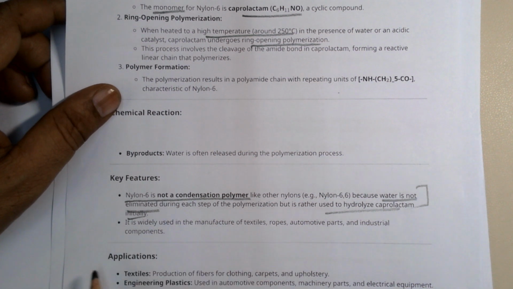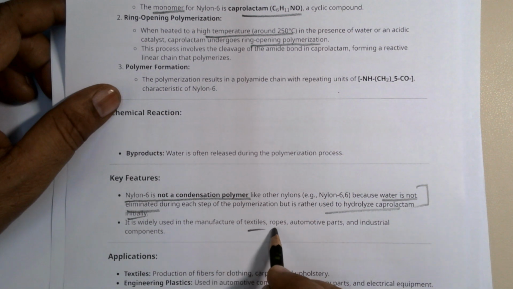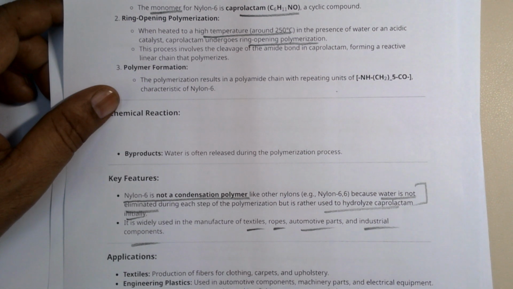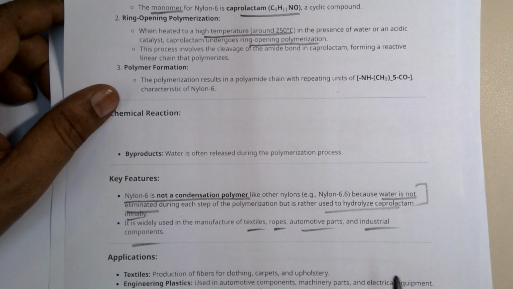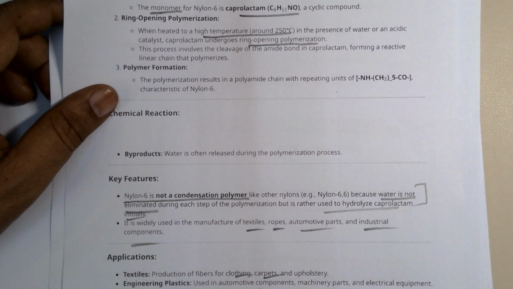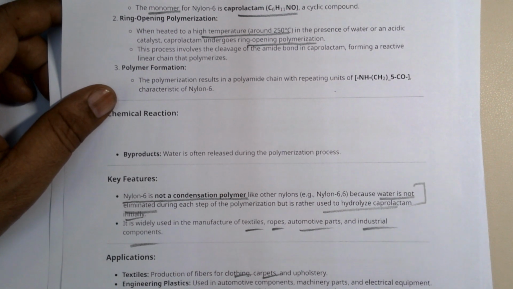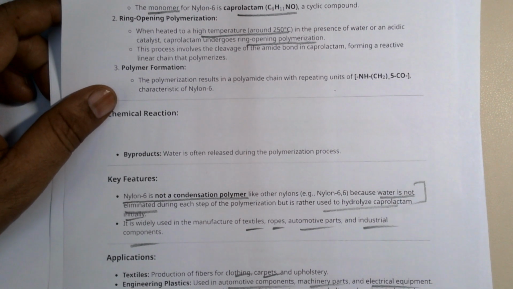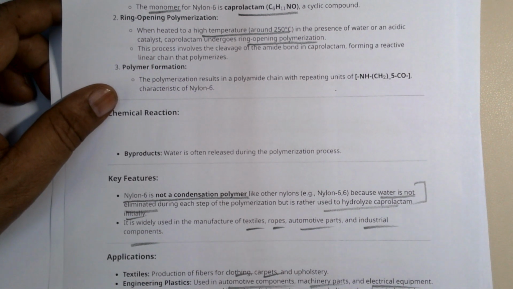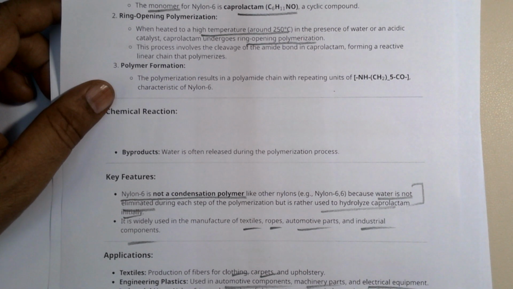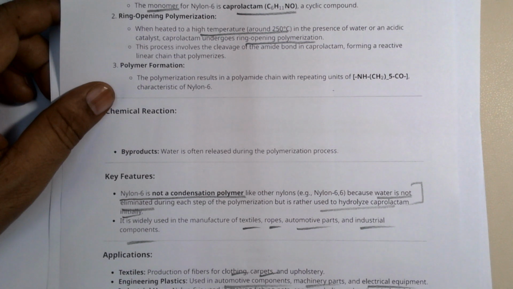This type of nylon 6 is used in the manufacture of textiles, ropes, automotive parts and industrial components. Particularly it is used for making clothing and carpets. So these are all very useful. As far as engineering plastics are concerned, automotive components, machinery parts and other electrical equipment are produced using this plastic. Then for industrial use, nylon 6 is used in making fishing nets. Then it is also used as conveyor belts.